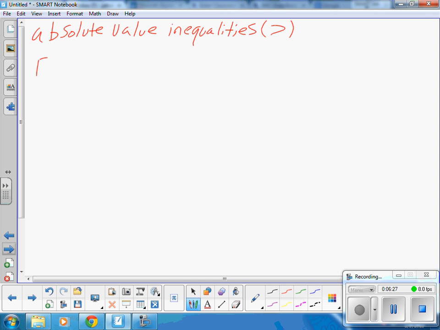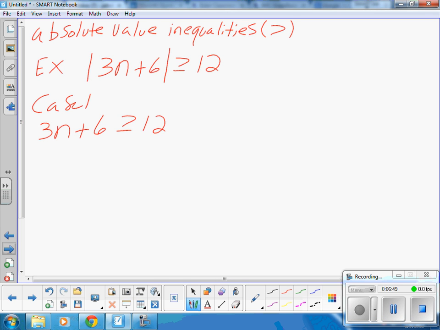So example, absolute value of 3n plus 6 greater than or equal to 12. Because we want values that are going to be greater than 12, case 1, remember that's when it's positive, so we're going to have 3n plus 6 is greater than or equal to 12. Subtract 6 from both sides. 3n is greater than or equal to 6. Divide by 3 on both sides. It's a positive 3, so we get n is greater than or equal to 2.